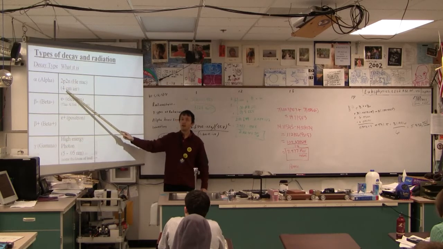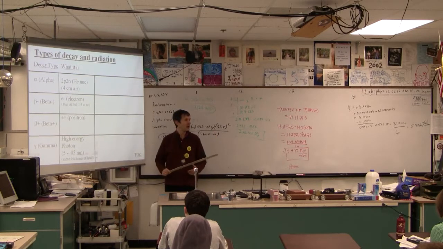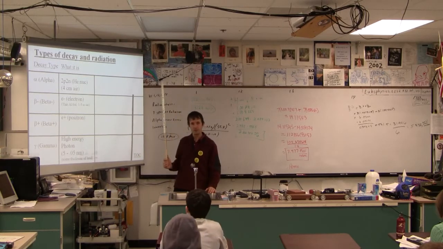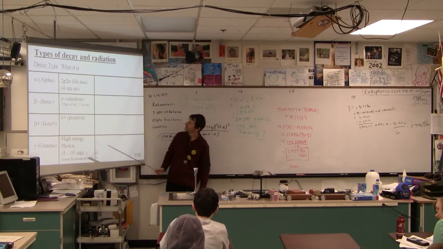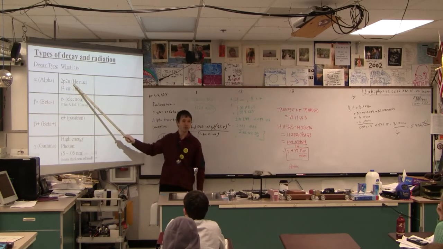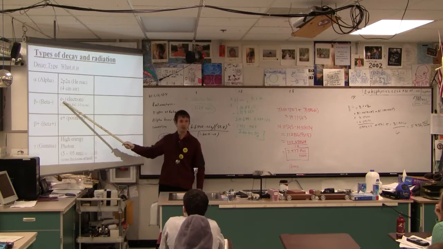They're so big that you can essentially shield yourself from an alpha particle with 4 centimeters of air. On the homework, we were supposed to use helium as the alpha particle. Yes, a helium nucleus. It is basically 2 protons and 2 neutrons. It is ginormous. This is just a regular electron.